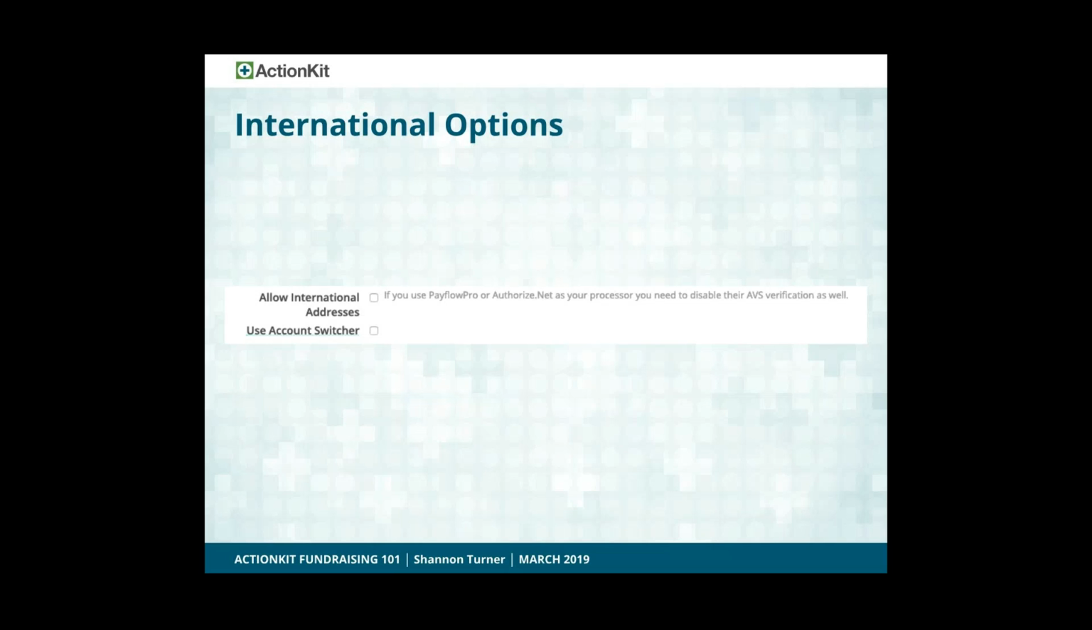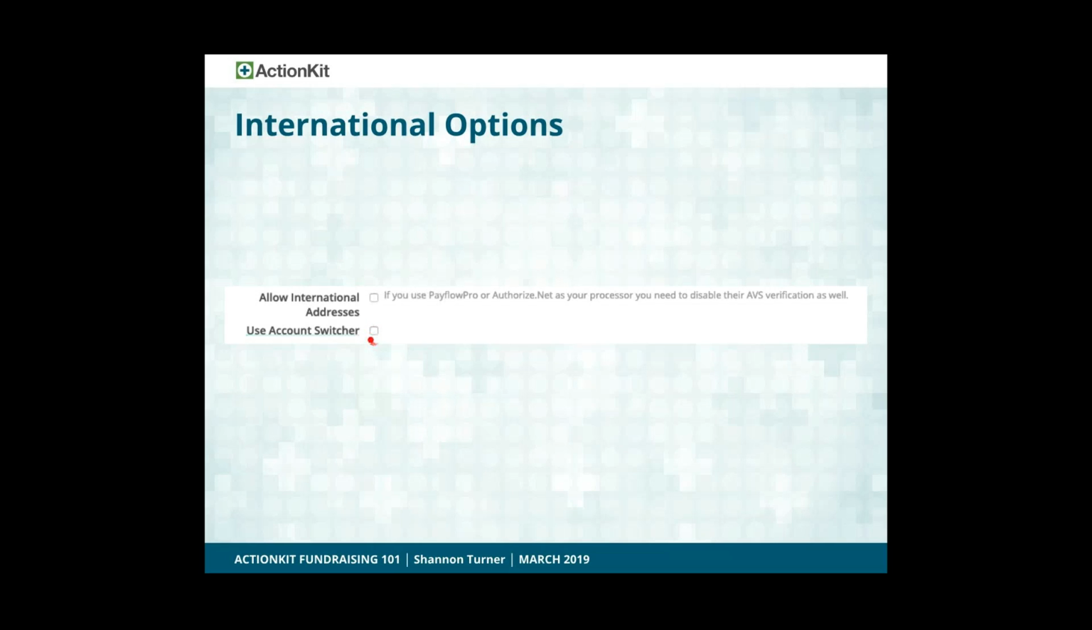For international options, you can choose whether to allow donations from outside the United States by checking this box here. If you're using PayFlow Pro or Authorize.net as your payment processor, you'll also need to go into those systems and disable their address verification systems, or AVS, as well, because those systems aren't built to handle international addresses. So if you're checking this box, make sure you go into PayFlow Pro or Authorize.net.